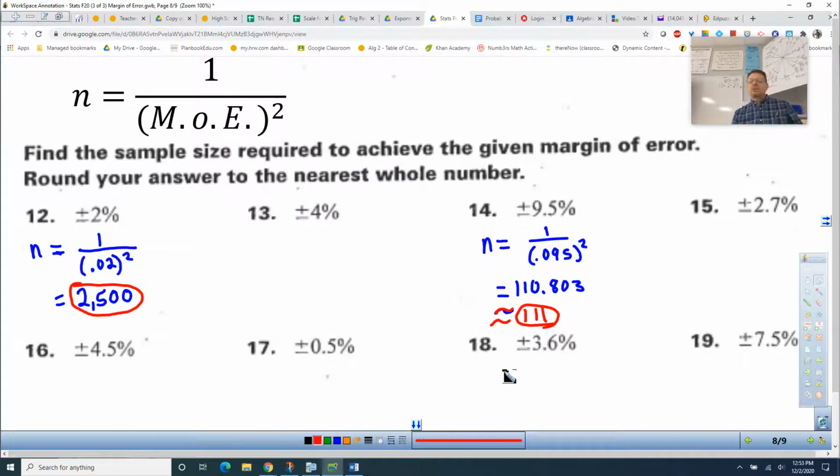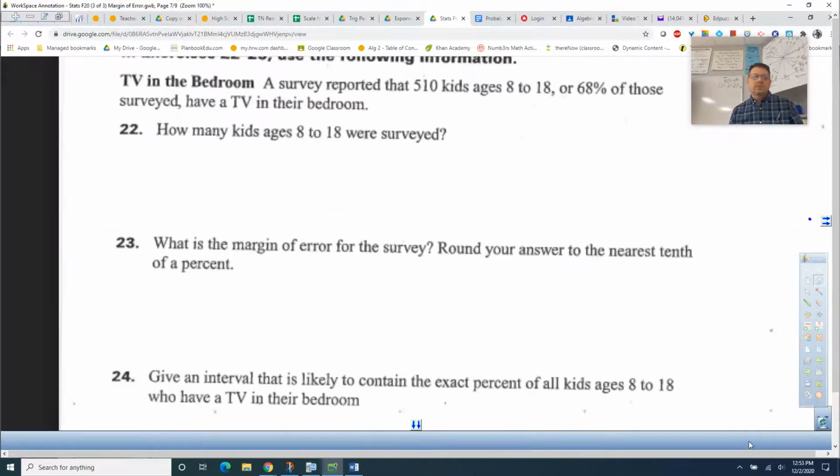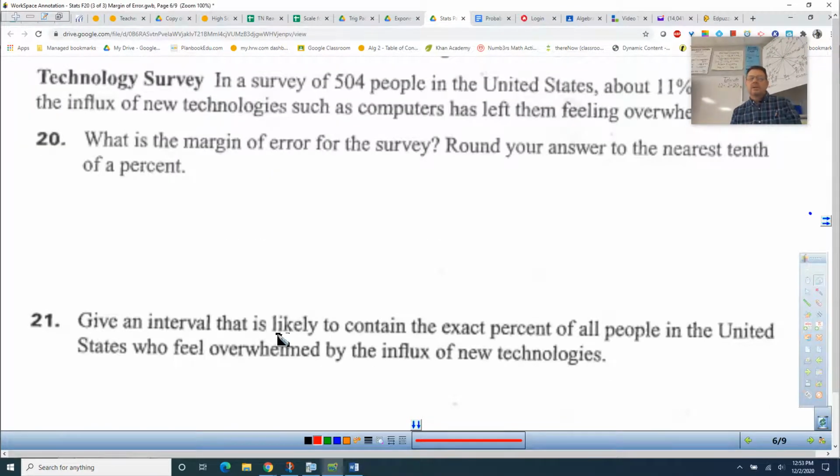So that's margin of error when they give you the sample size and you figure out the margin of error, or they give you the margin of error and you have to figure out the sample size. Let's look back over here real quick. So a couple more examples. We've got a survey of 504 people in the United States. About 11% said that the influx of new technologies such as computers has left them feeling overwhelmed.